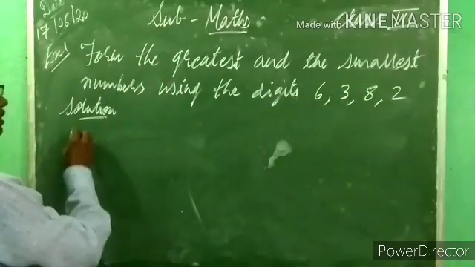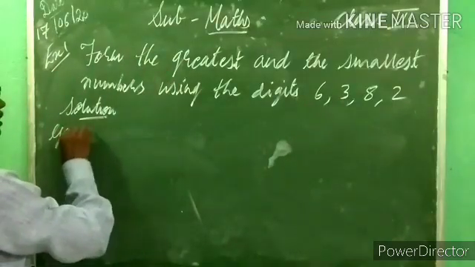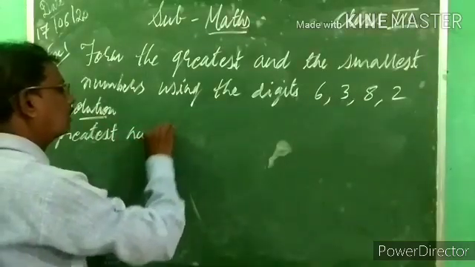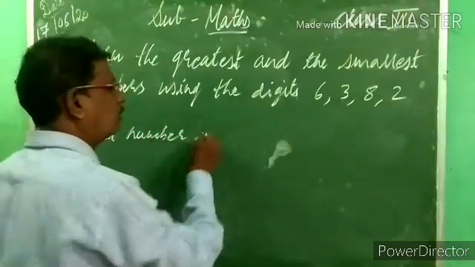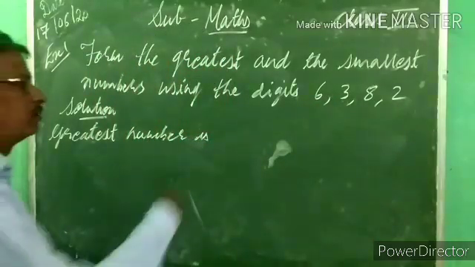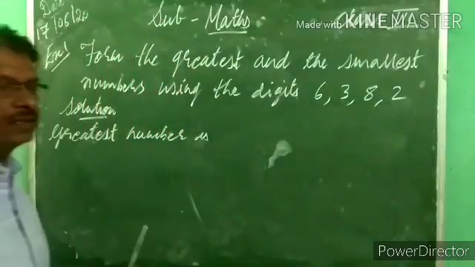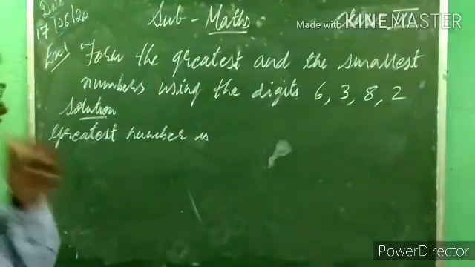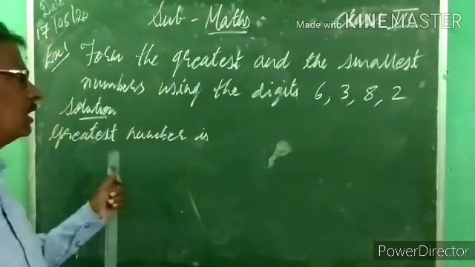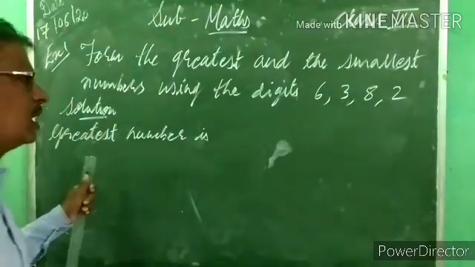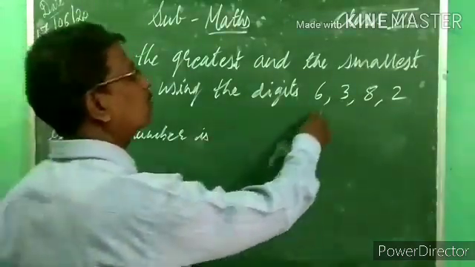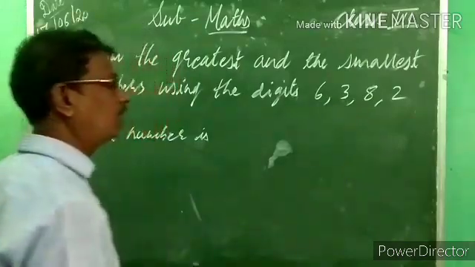First of all, the greatest number. How many digits are given? 1, 2, 3, 4. So you will get a 4-digit number. If 5 digits are given, then you will get a 5-digit number, like that. Greatest number: in which order do we have to go? Case 1 tells that while writing the greatest number, we have to go in descending order. Descending order means arranging the numbers from the largest to the smallest.